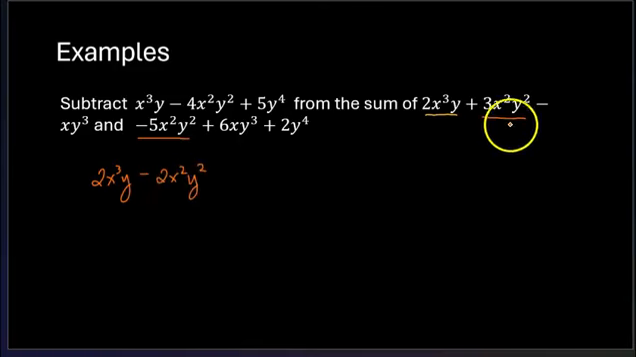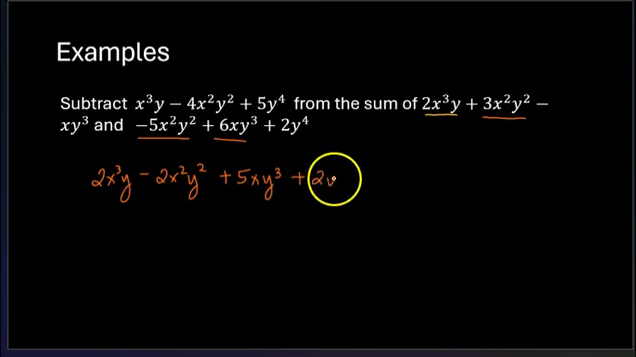Next one is negative xy cubed. Take note of the negative. You also have a positive 6xy cubed. They are like terms, so that would be plus 5xy cubed. I have the negative here. And then lastly, you have 2y raised to 4. So this is the sum that we got.